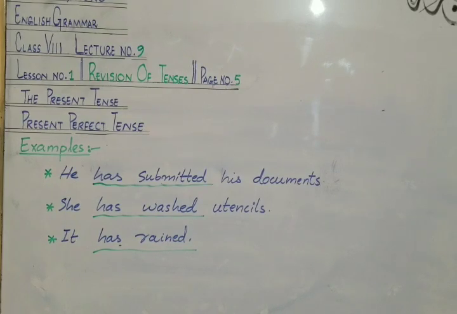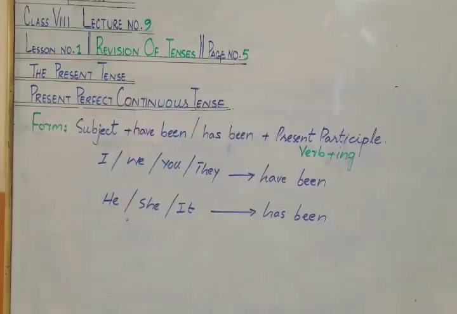And next we have present perfect continuous tense. We make present perfect continuous tense with a subject plus have been or has been plus present participle form of verb, means verb plus ing. If the subject is I, we, you, they, we would use have been. Or if the subject is he, she, it, we would use has been. Now let's see some examples.